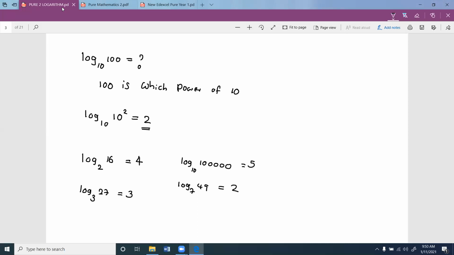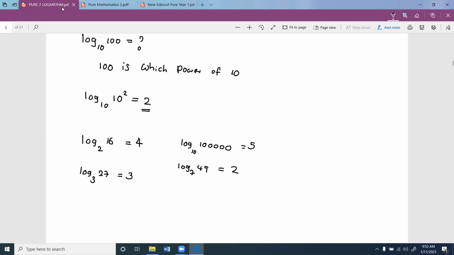Great. Then if I ask you this a little bit of a good question, log 5, 125 is how much? 125 is 5 to the power how much? 5 to the power 1 is 5. 5 to the power 2 is 25. 5 to the power 3 is 125. So the answer is 3.